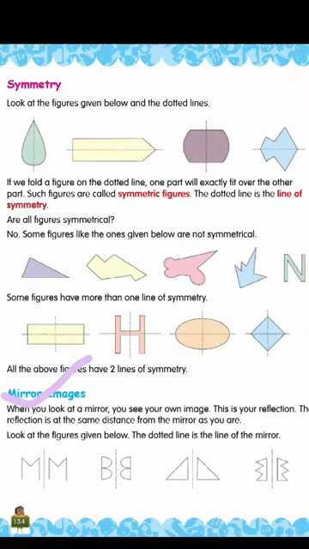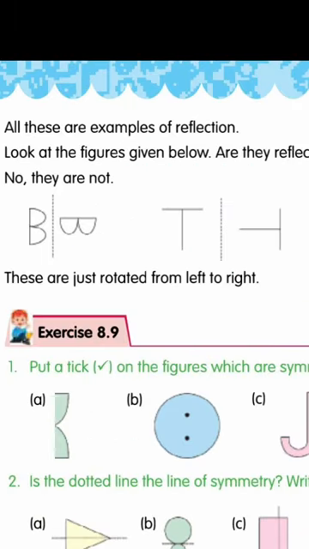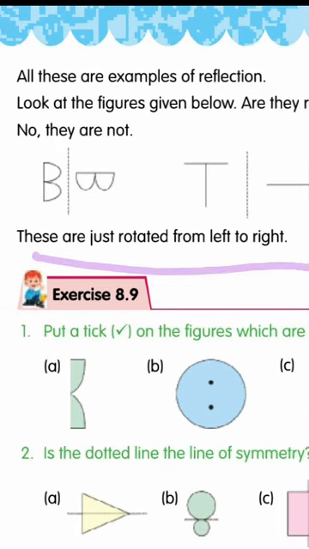Now these all are the mirror images. M, B, this triangle and the last figure. So these are the mirror images of each other, and in the mirror images, what we are getting is our reflection. Similarly, what can you say about them? Are these reflections? No, these are not the reflections. These are just rotated from left to right. So these are the rotations only, not the reflection.